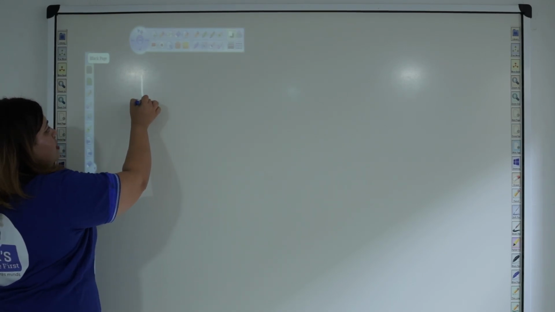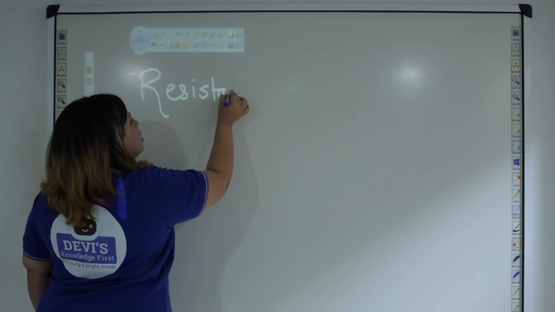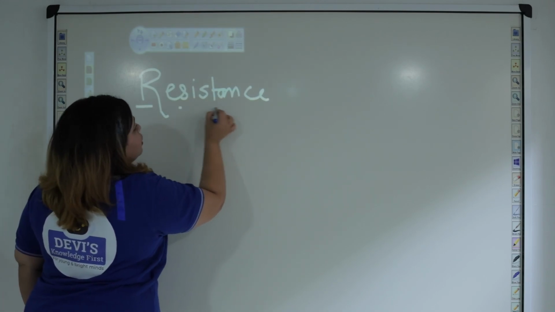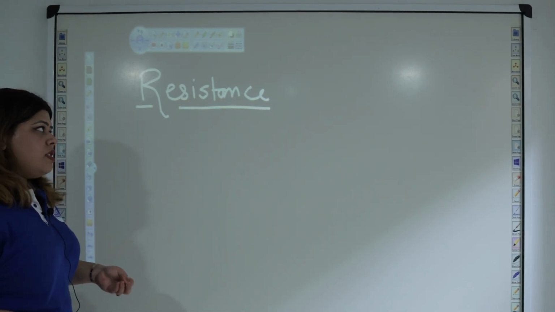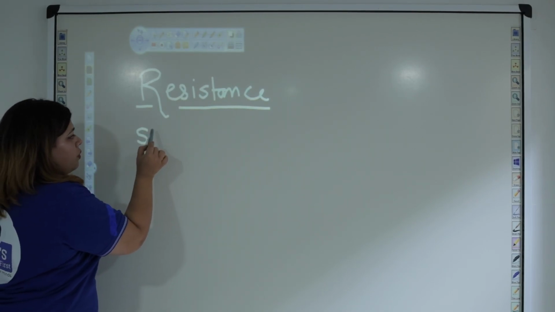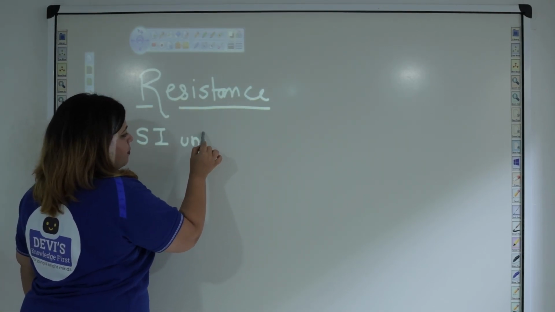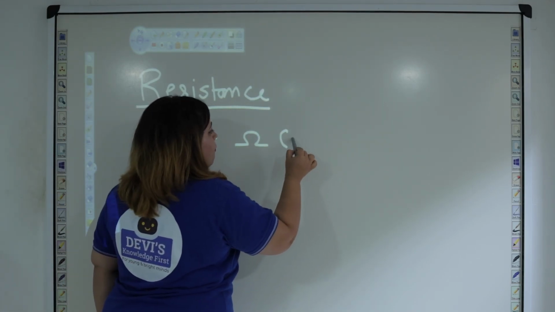We learned about resistance. We learned what resistance is, and how it is related to voltage and current. But when I talk about only resistance, what exactly is resistance? Resistance has an SI unit of ohms, which is written like this.